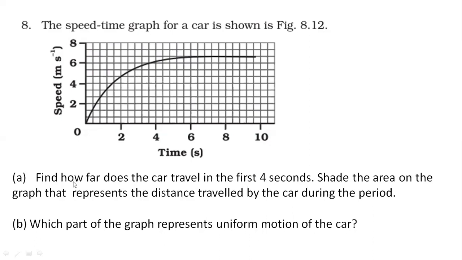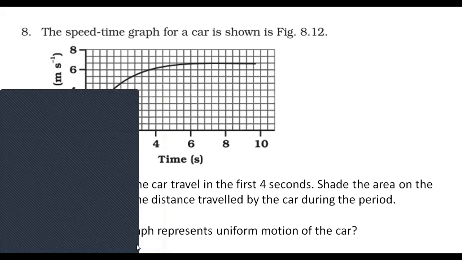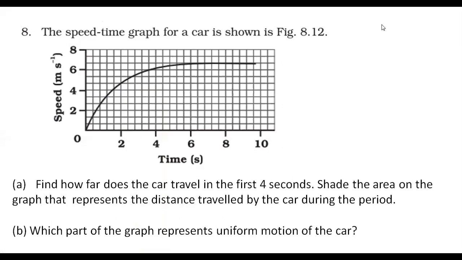Now in the first question, they are asking, find how far the car travels in the first 4 seconds. So they want to know the distance traveled in the first 4 seconds. Now this is a speed time graph, and they are asking distance. So should we go for area or should we go for slope? What do you think? Yes, Venkatesh, it is correct, area. Tanmay, right? Urjit, yes. So everybody by now has understood when to take area and when to take slope. Very much correct.